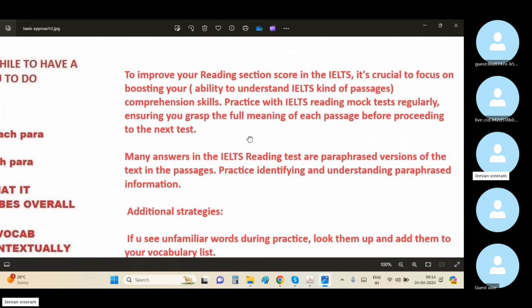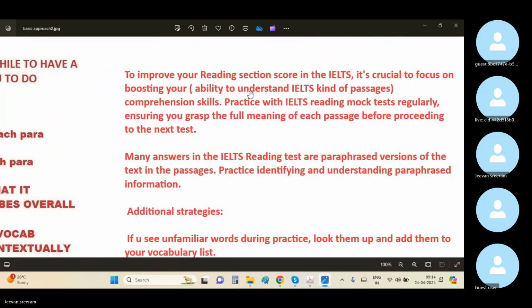So this is the strategy. To improve your reading section score in IELTS, it is crucial to focus on improving your comprehension skill, your ability to understand IELTS kind of passages. IELTS kind of passages means whatever you see on ieltsonlinetest.com and in official books. Cambridge has released 18 books so far. Each book contains 4 test papers. And then there is the book you get when you book the slot. They are the official books. They are the IELTS kind of passages.